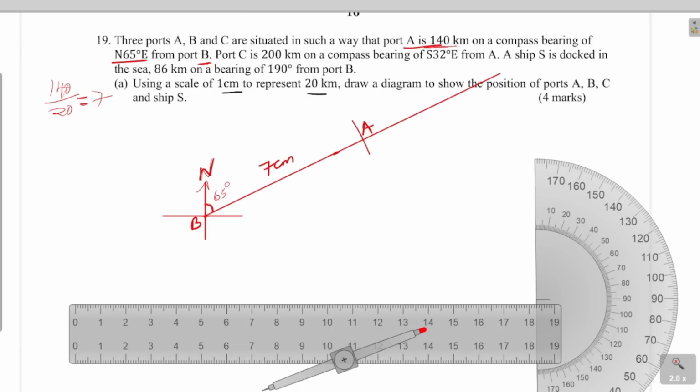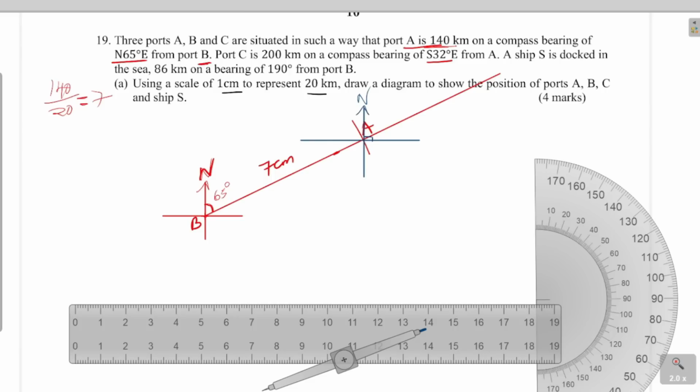Then port C is 200 kilometers on a compass bearing of south 32 degrees east from A. So from A, you're going to draw a compass again. Construct north at that point. You need to be very keen when you're constructing the north. Always ensure that this angle is 90 degrees, just like that. So that is the north at A. Mine is 90. You can use a protractor to ensure that yours is 90.